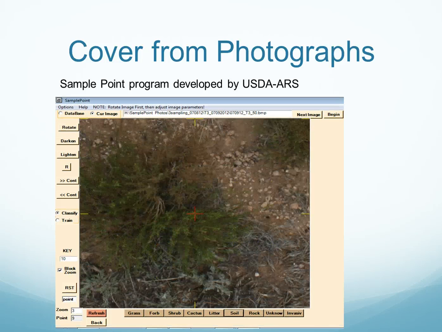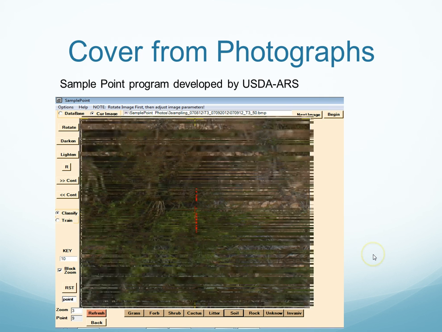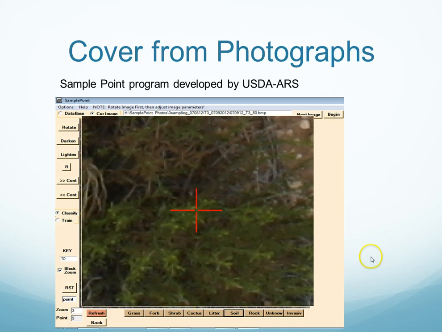If we take a close-up on that active point, we can see that it is on the canopy. But the thing that is really valuable with Sample Point is that we really are interested in the intersection of these two crosshairs. And we can continue to zoom until you feel very confident what is at the intersection of those two crosshairs. In this case, this point would be categorized as shrub because it is on the foliage of the snakeweed plant.